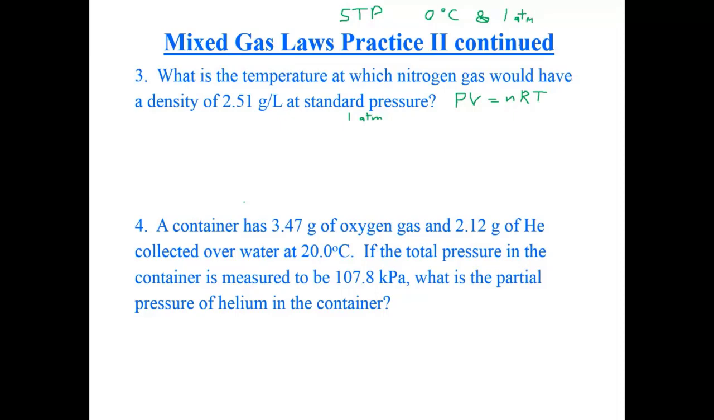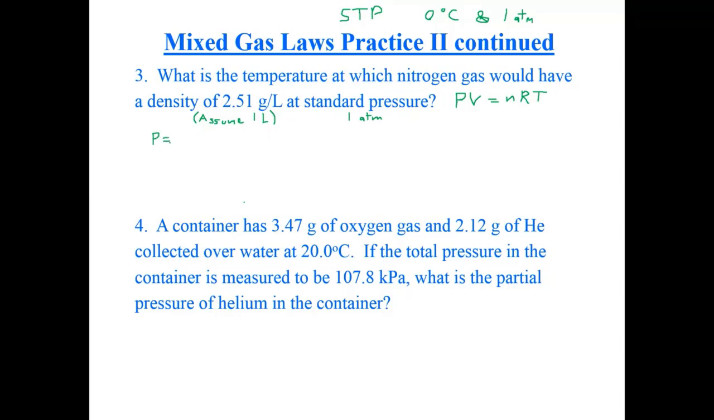All right. So in this case, what is the temperature? Now, here's the thing. There's a couple different ways to do this. To use this formula as is, you can assume 1 liter. Because if you assume 1 liter, how many grams do you have?